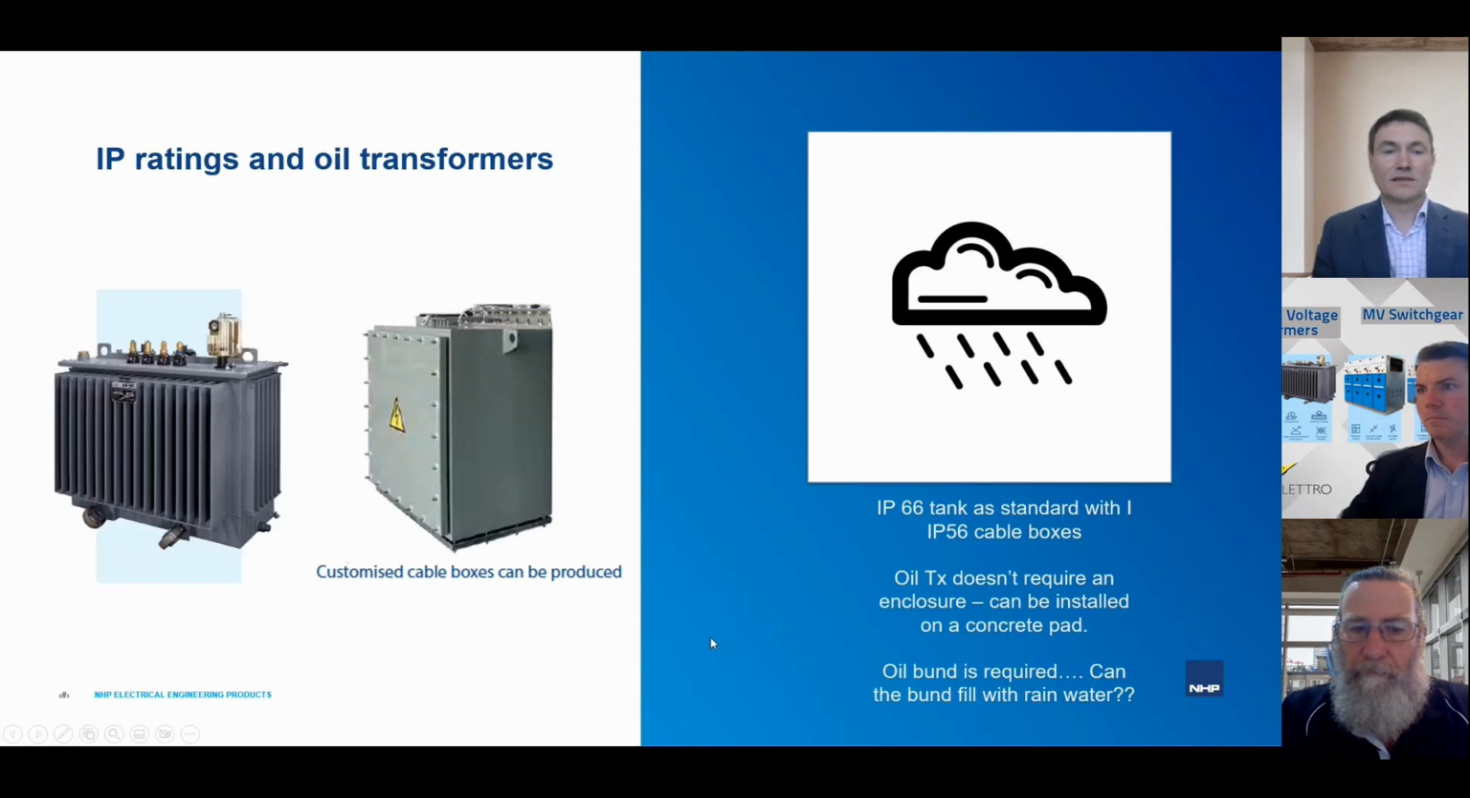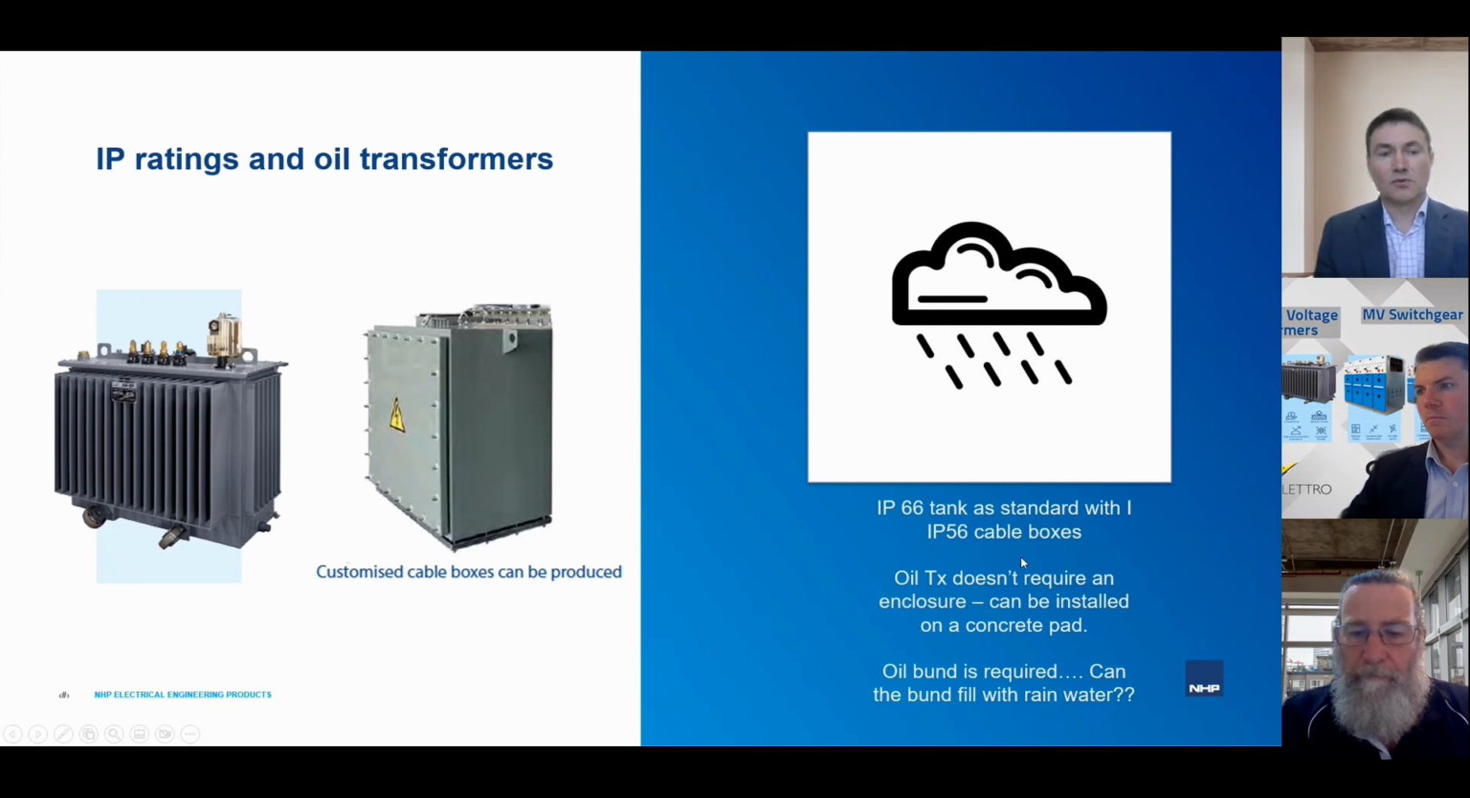Okay, let's look at the oil transformers now. We mentioned that the tank of an oil transformer on its own is IP66. It provides full protection from the environment. The cable boxes of an oil transformer have a slightly lower IP rating, which is IP56, which is again fully adequate, which means it provides protection against strong jets of water and protection against dust with a limited ingress permitted.